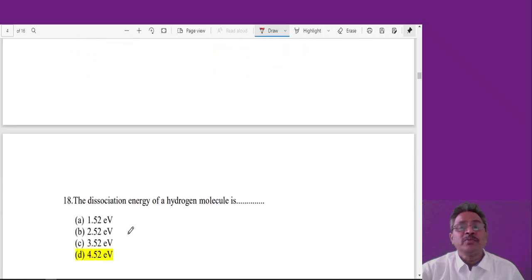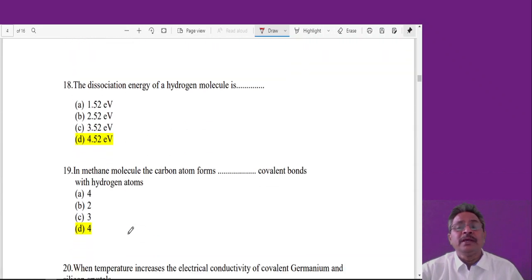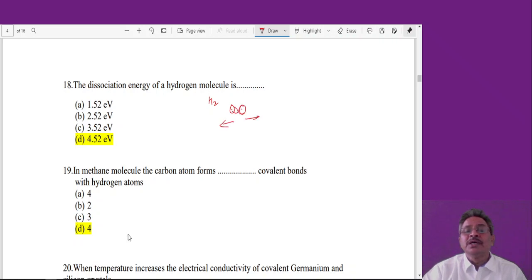So all these things you might have studied earlier in chemistry. Now, the dissociation energy of the hydrogen molecule: what is this dissociation? Once the H2 molecule is formed, the electron is shared. Now, to separate this, how much energy is required? One separate hydrogen atom and another separate hydrogen atom, this is called the process of dissociation.